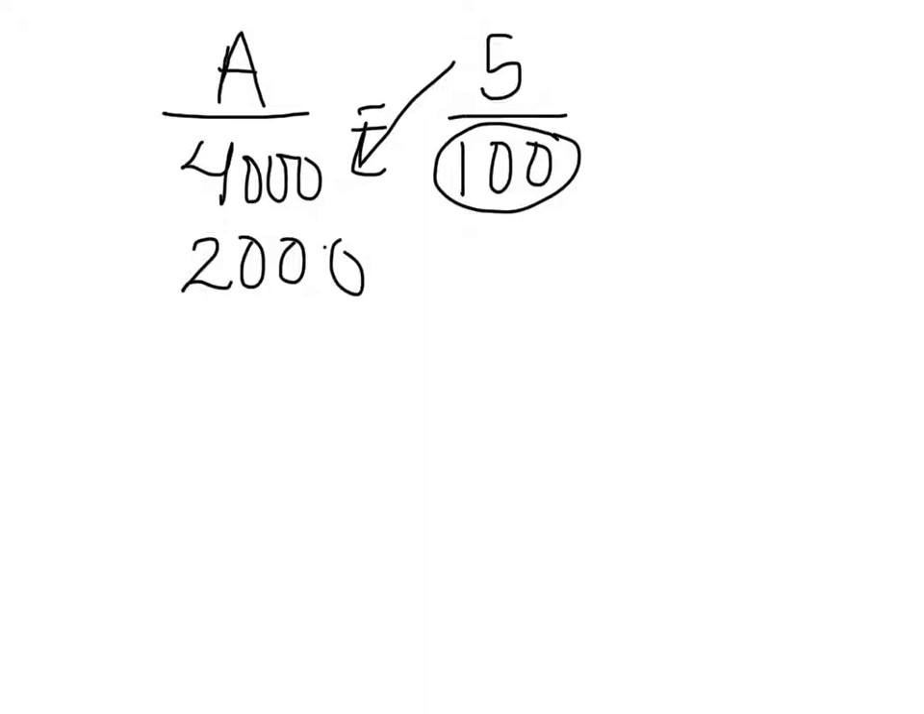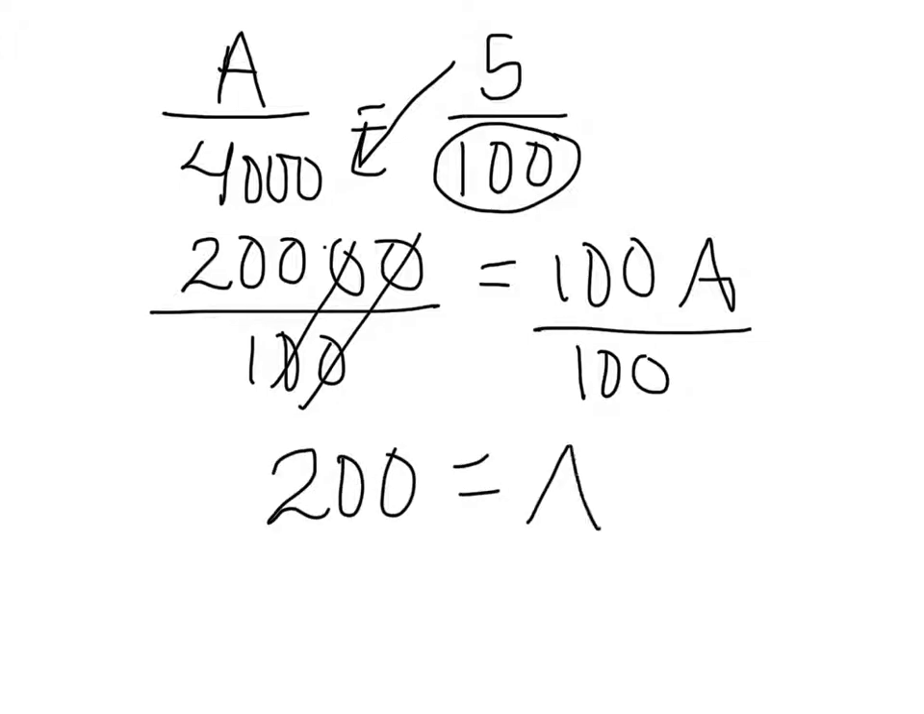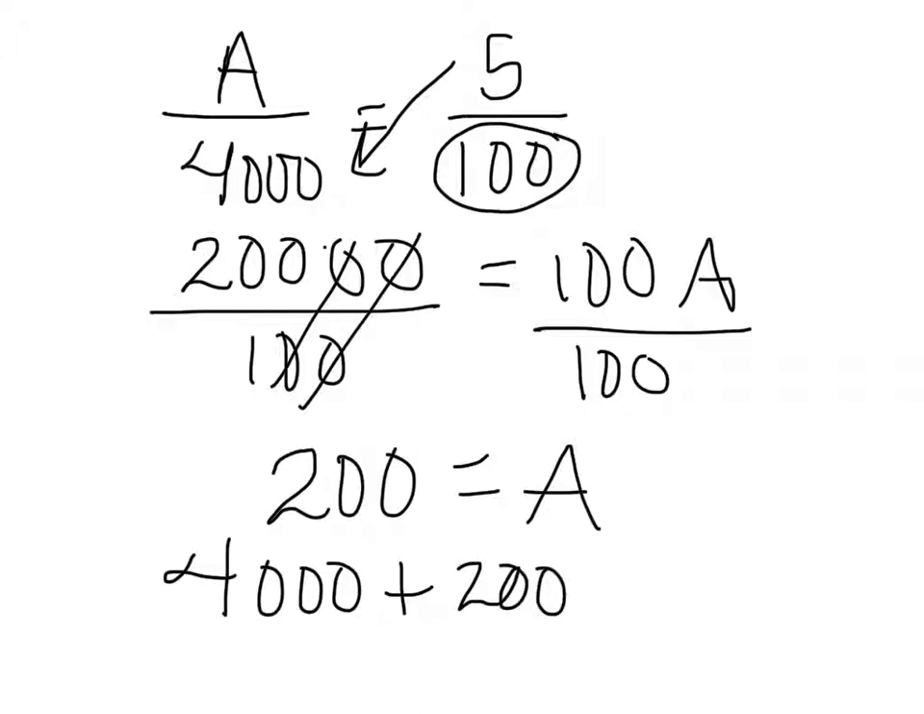Okay, 20,000 equals 100A. We're going to divide by 100 on both sides. Cancel out those zeros. It's going to be a $200 increase. And so for his new salary, you would add that back to the 4,000. 4,000 plus 200 would equal 4,200. So that problem on page 529 is an example of just doing your A over B equals P over 100.